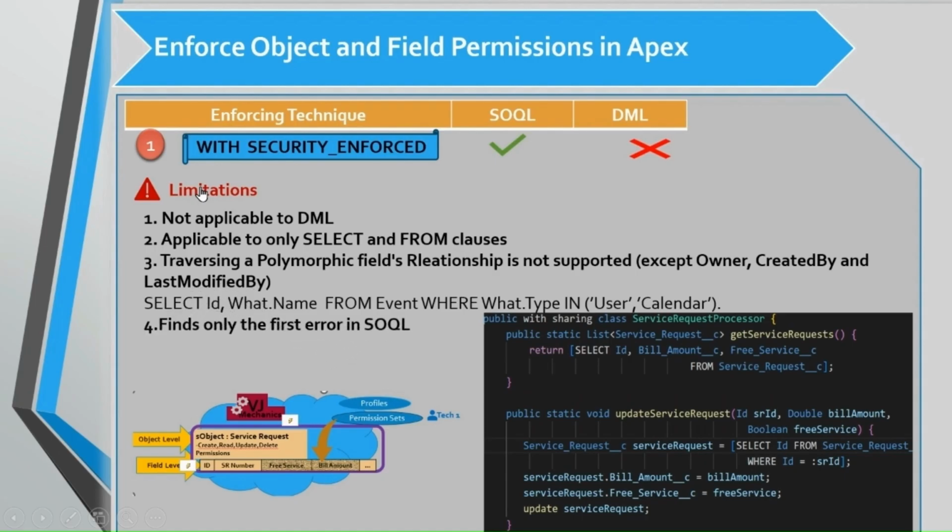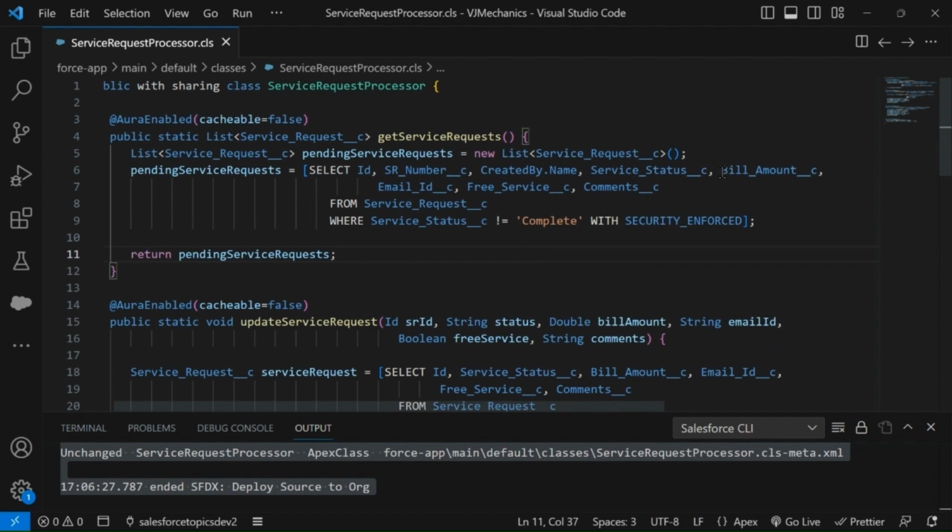Another limitation is it finds only the first error in the SOQL. That means in this example, user does not have access to the bill amount field and free service field. Since we used with security enforced, Apex throws an error soon after it finds the first field that user does not have access to, that is bill amount field. It will not check for the other field access level. Here itself it throws the query exception.